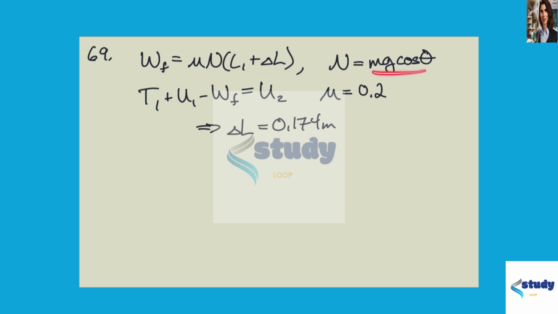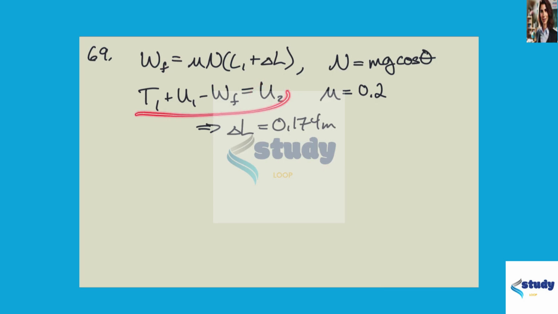The normal force is mg cosine theta, because it doesn't counteract the entire weight, because some of the weight is causing the package to slide. So just the normal force is mg cosine theta. And so now we have the initial energy minus the work done by friction equals the final energy.